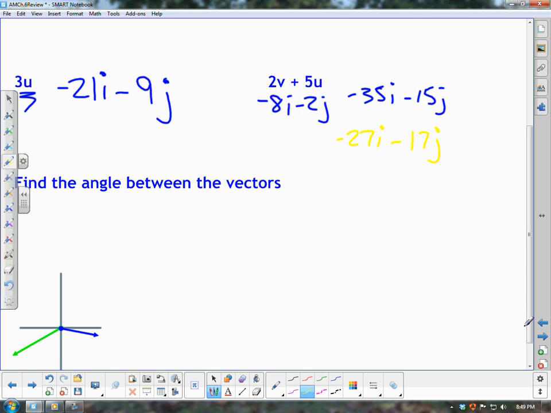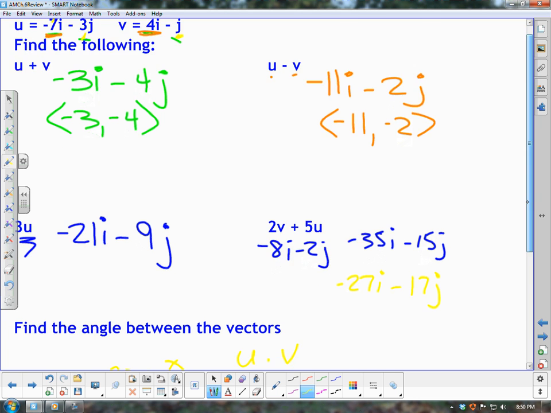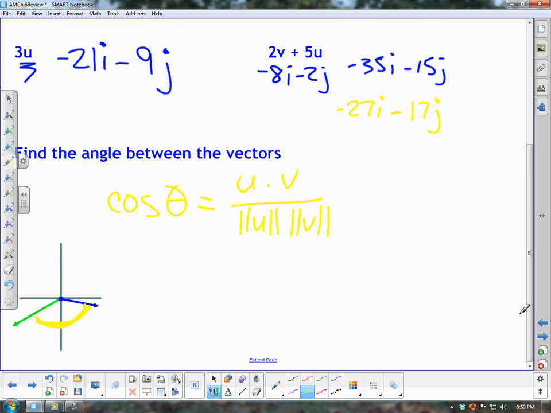Finding the angle between the vectors, here's what they look like. We're trying to find that angle. And remember, cosine of theta equals u dot v over the magnitude of u times the magnitude of v. So if we go back up here, u dot v is this times that plus that times that, and that will get you negative 28 plus 3, which is negative 25.